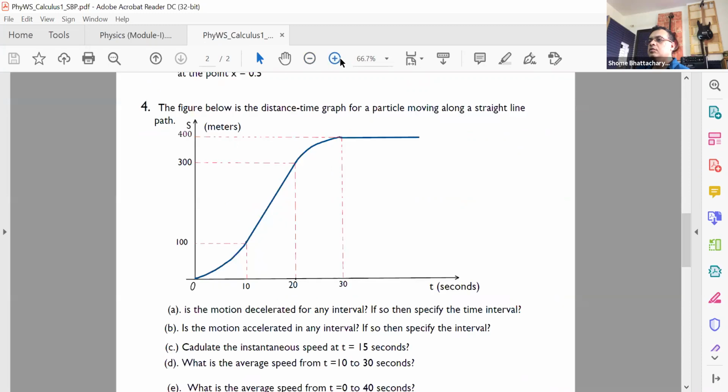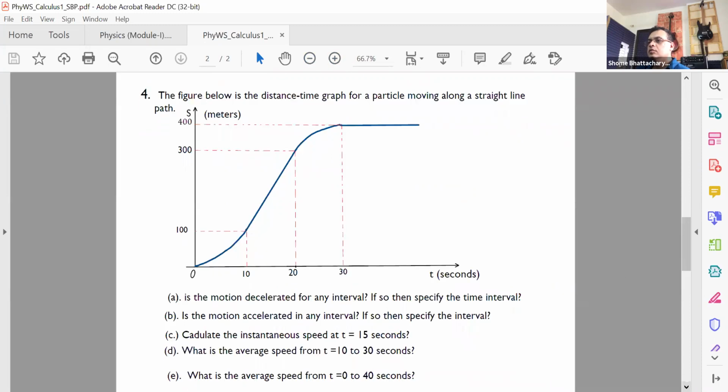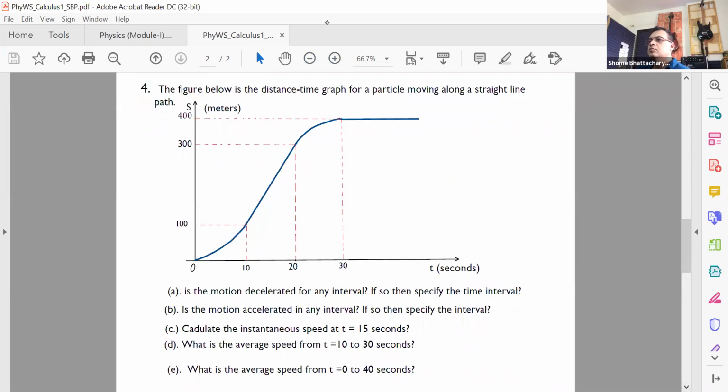For example, here we want to find out, is the motion decelerated for any interval? So yes, it is decelerated. For which interval? For the interval 20 to 30 seconds. This is the part where it's decelerated. Similarly, it is accelerated from 0 to 10 seconds, what we had labeled as 0 to A first.